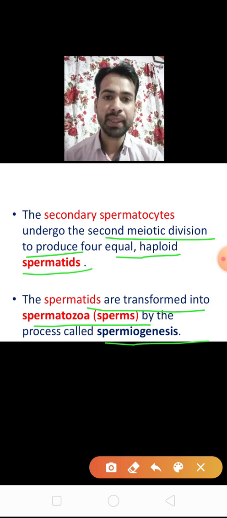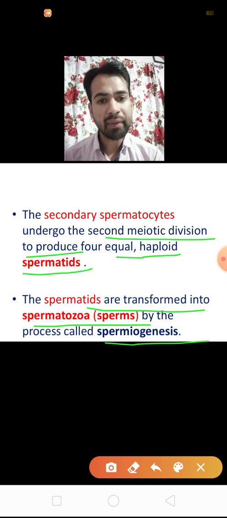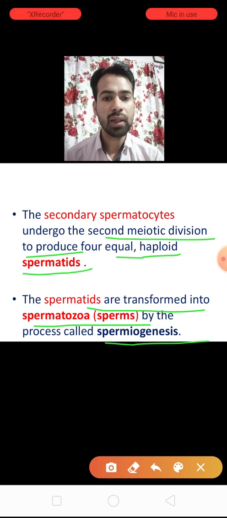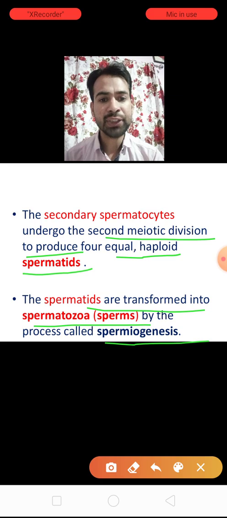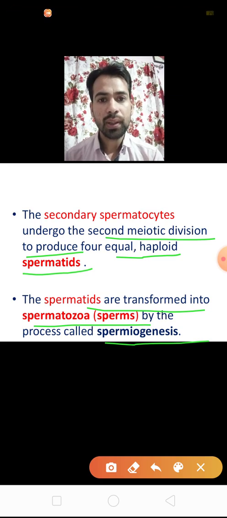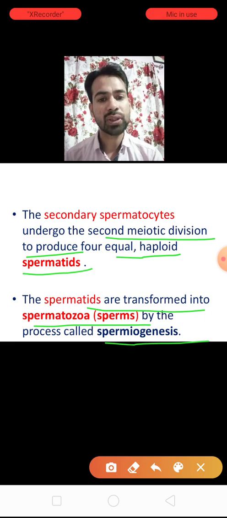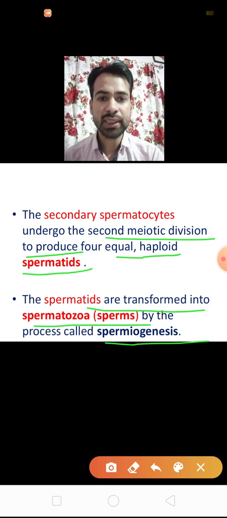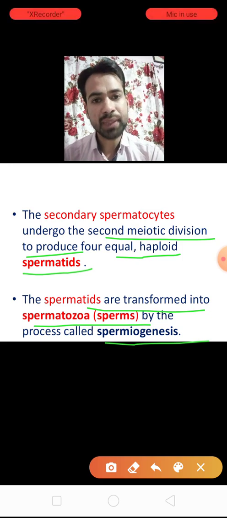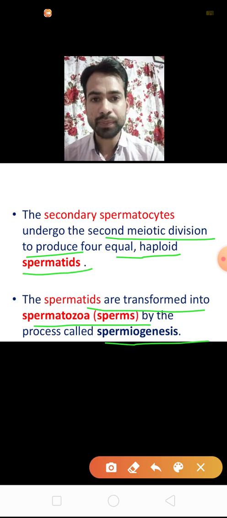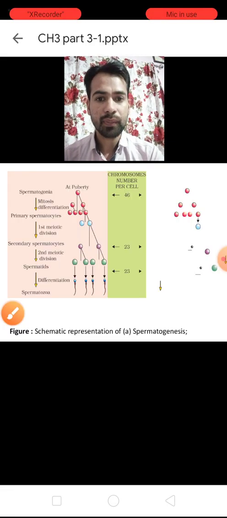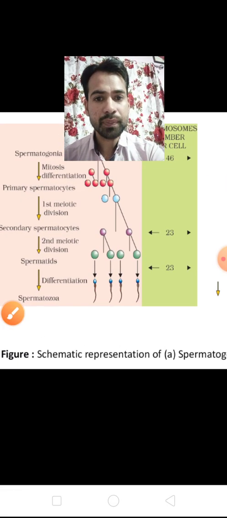Another division takes place here and the secondary spermatocytes form the spermatids. Then these spermatids are transformed into sperms or spermatozoa by the process of spermiogenesis. Now the sperms are formed by certain meiotic divisions. Clear? Now children, see the picture.